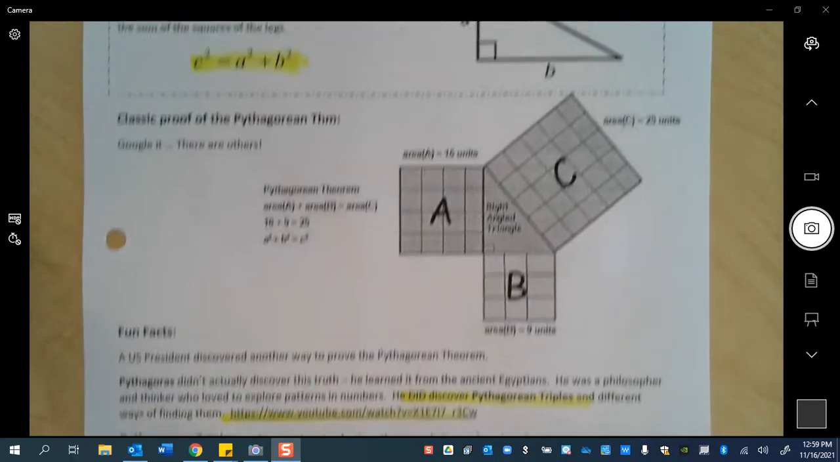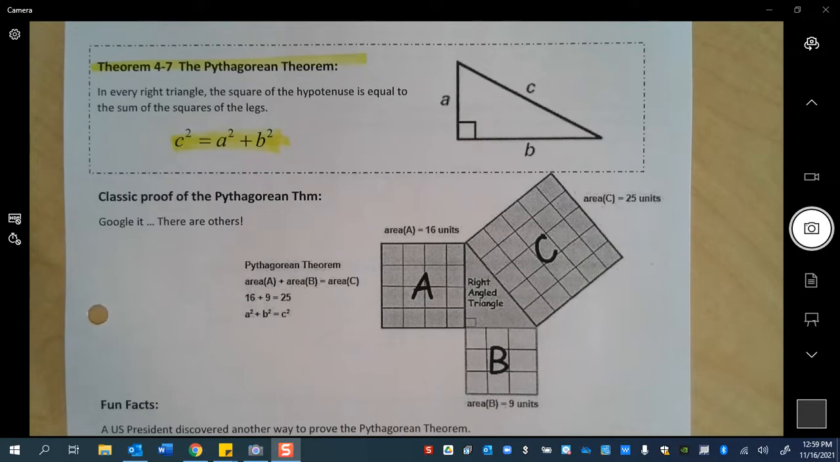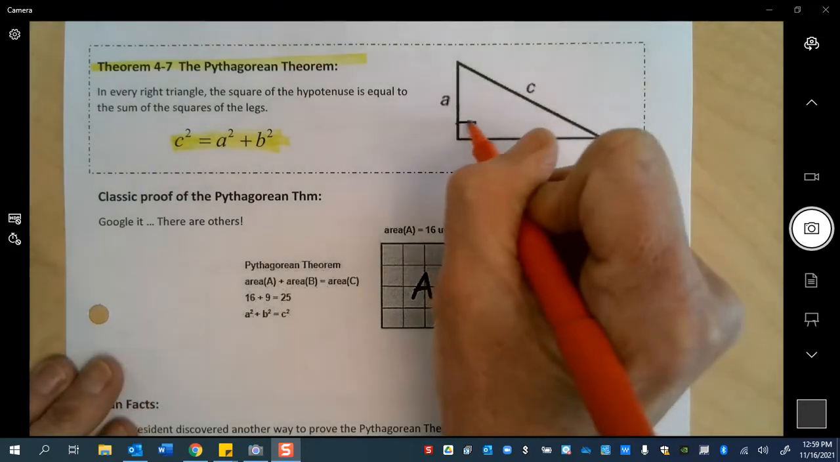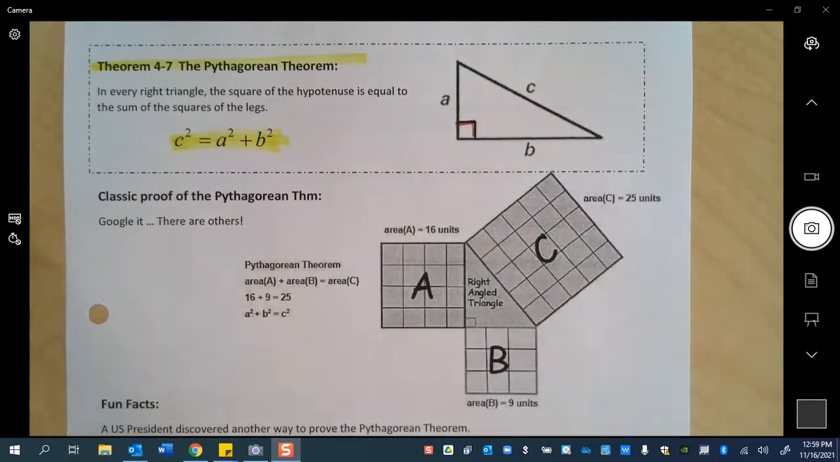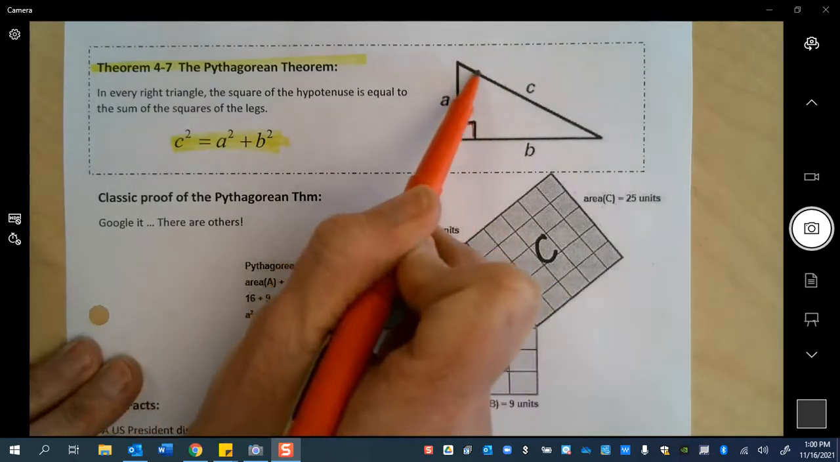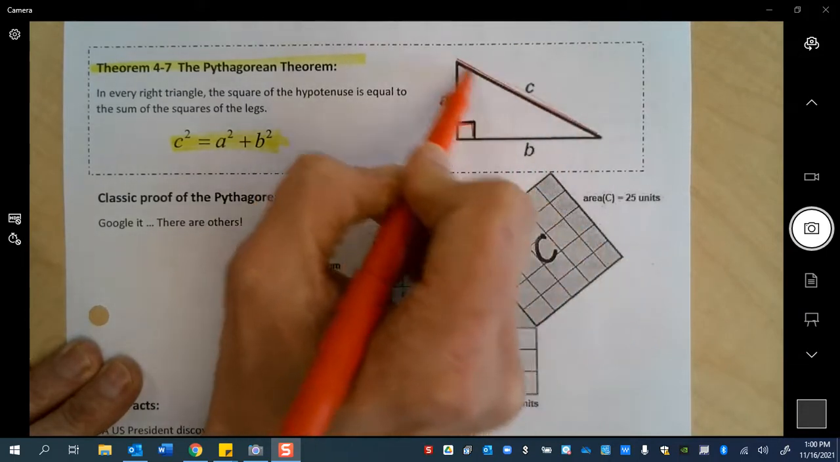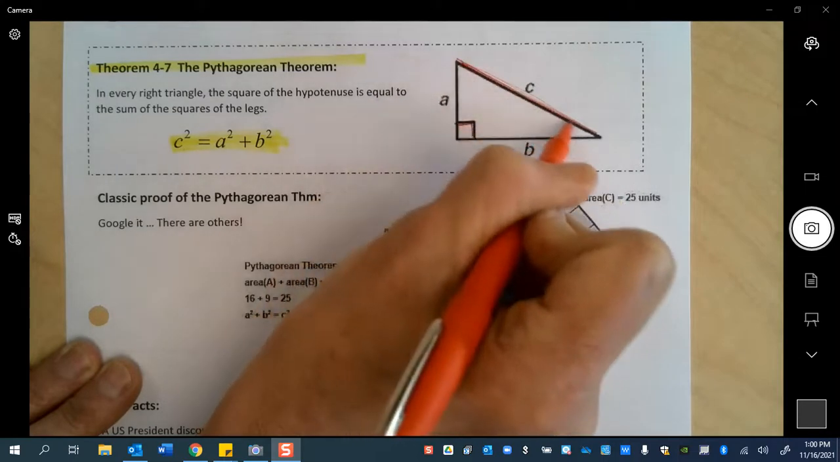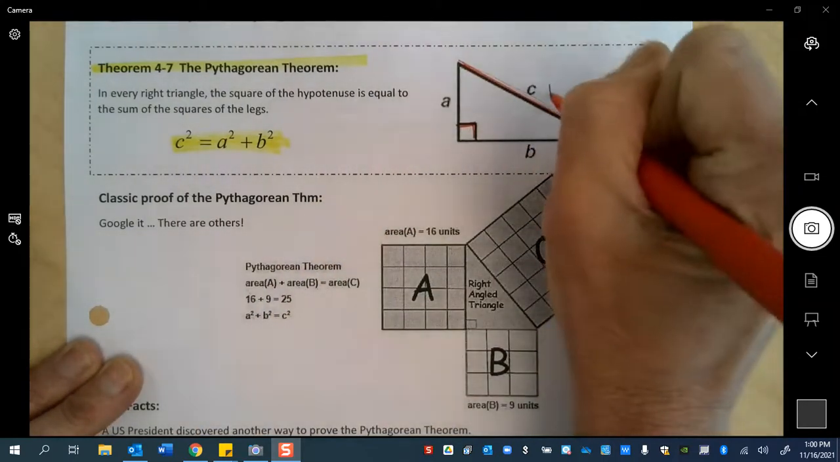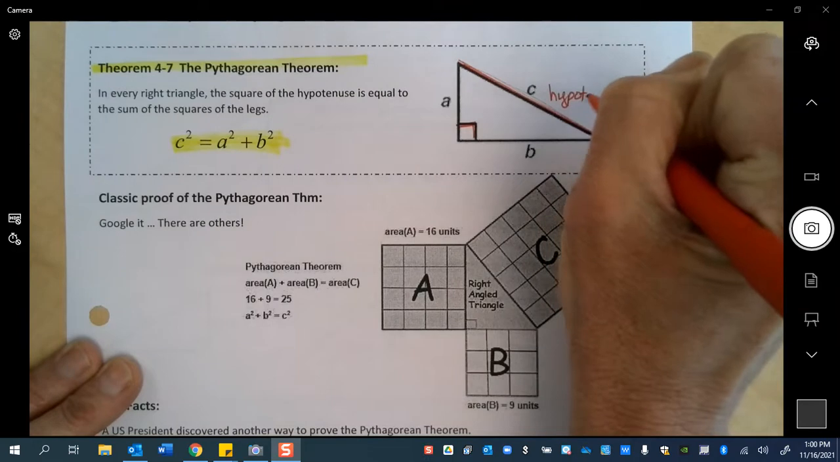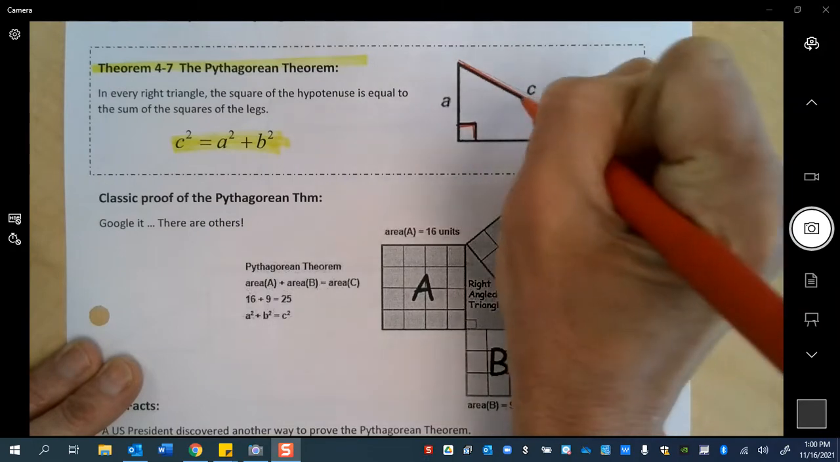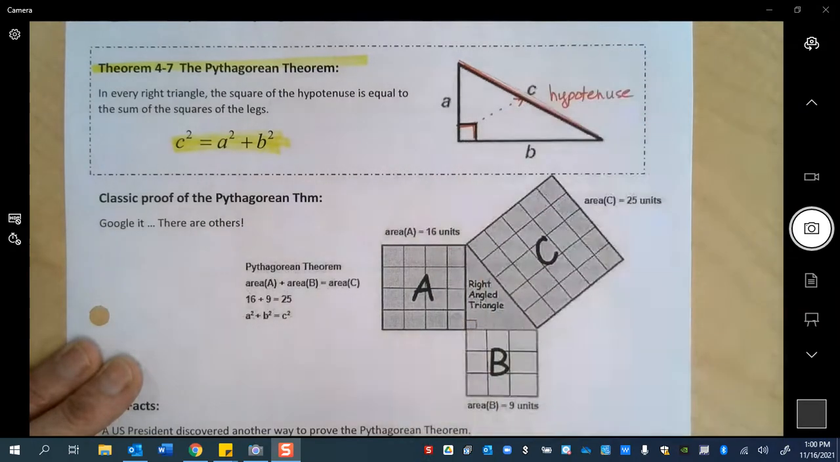All right, our Pythagorean theorem says that when you take the square of the two sides of the triangle, that is always going to be equal to the square of the hypotenuse. Some things you need to know: our hypotenuse is always going to be the side that's opposite of our right angle. So whether you want to highlight it or color it in red or do something, take the time to make sure you get to know your hypotenuse. It's always going to be the longest side, and it's always going to be opposite of that right angle.